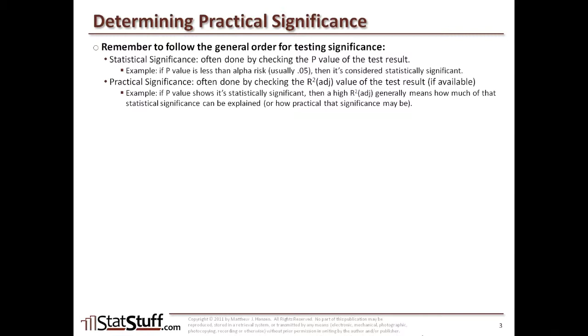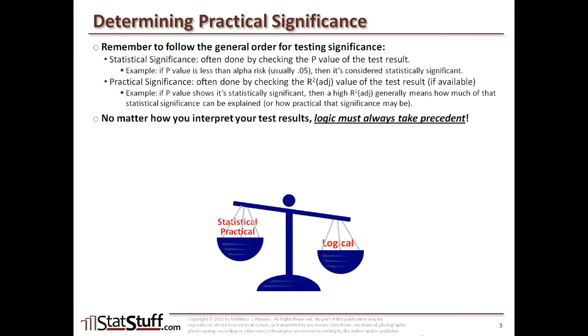So it's important to understand the relationship between how you'd interpret the results from a statistical significance versus practical significance. No matter how you're interpreting your results, logic must always take precedence. It should be given greater weight and greater consideration, because if it doesn't make sense, if it's not logical, then maybe something is wrong in how you ran the test, or maybe there's another way you need to run it in order to validate it. So the results should not only be reliable, but they need to be logical.